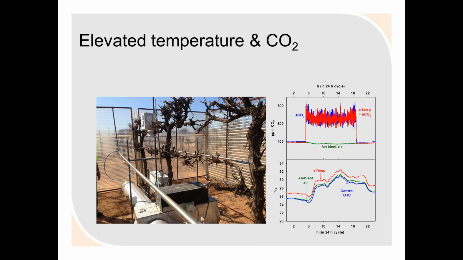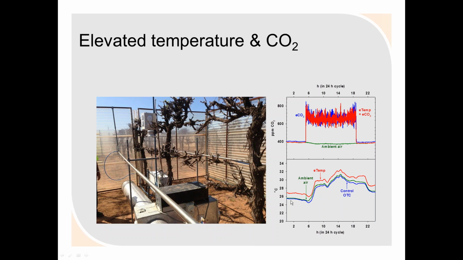Here we have a picture of inside our chambers and how we actually heat and elevate the carbon dioxide level. We have fan heaters for increasing the temperature underneath our vines, and they pump out warm air underneath the vines to fill the chamber, and the aim is to increase the temperature of the chamber above the ambient air by about 2 degrees Celsius.